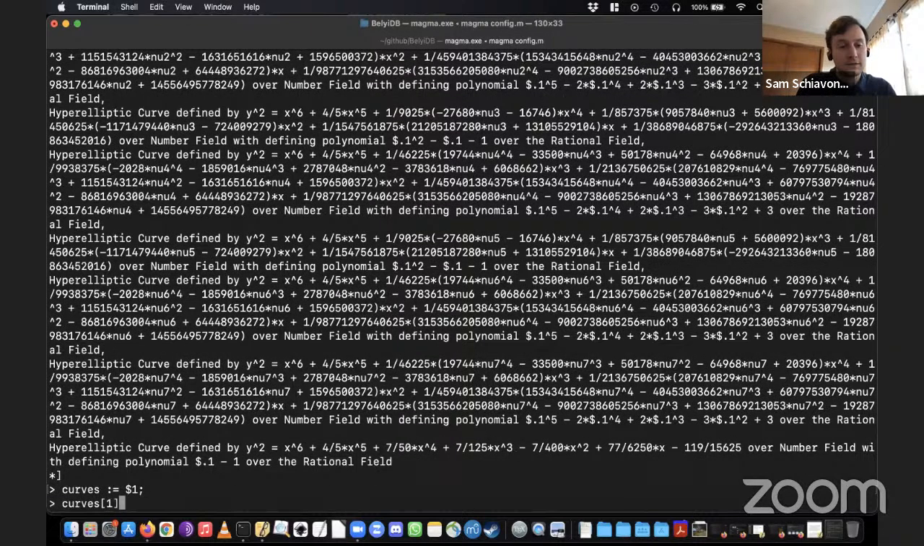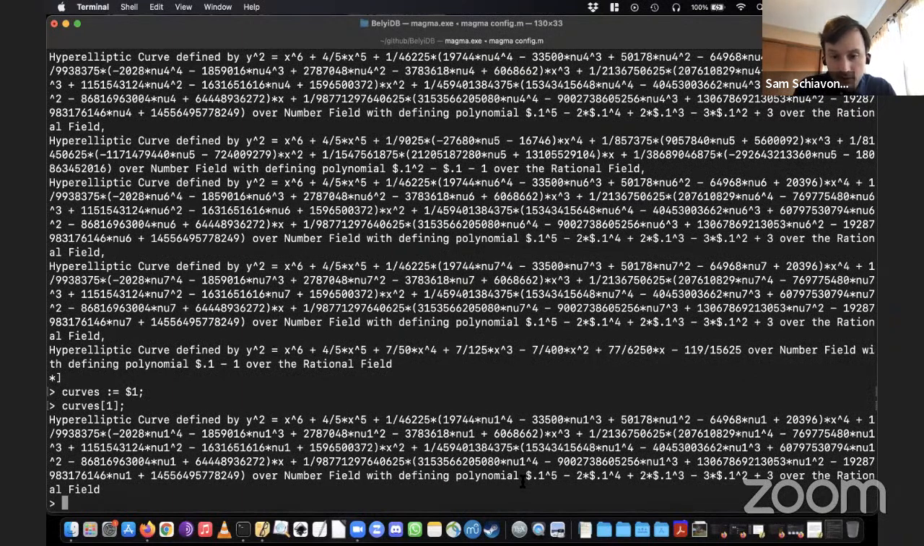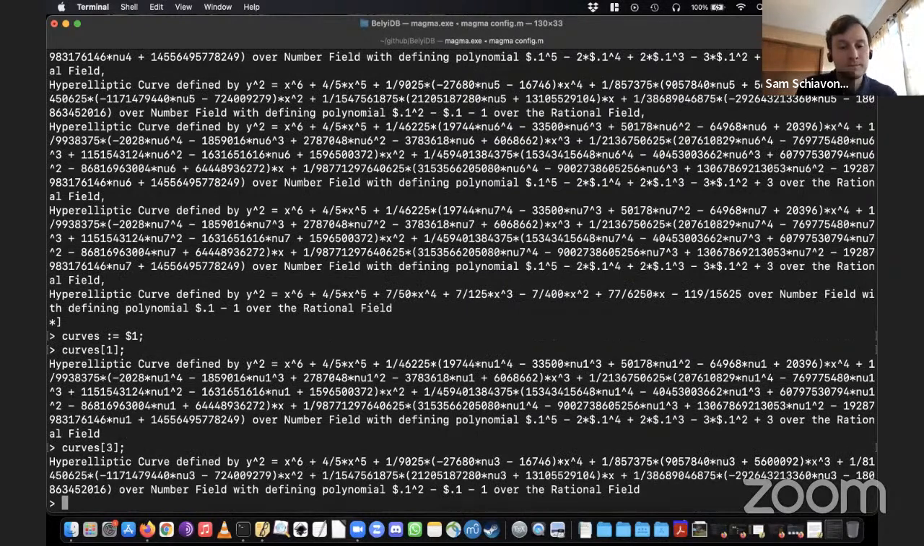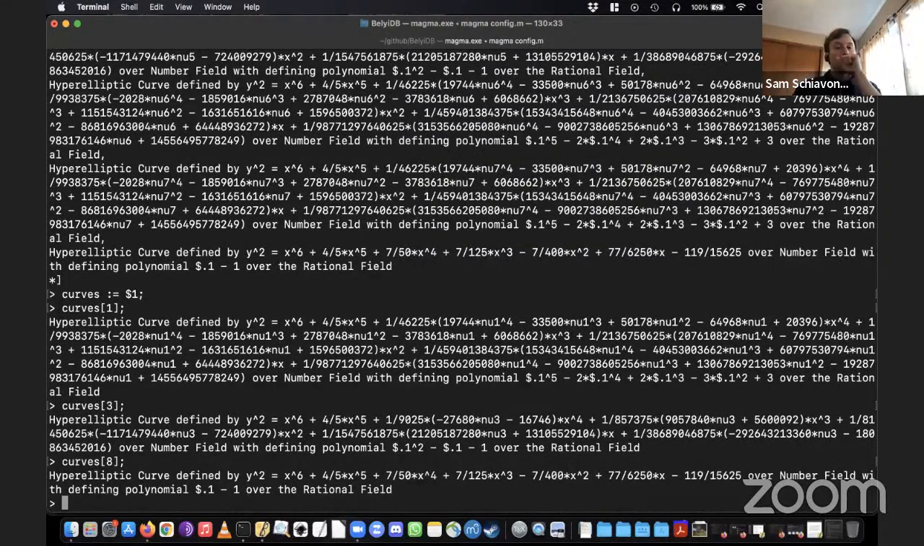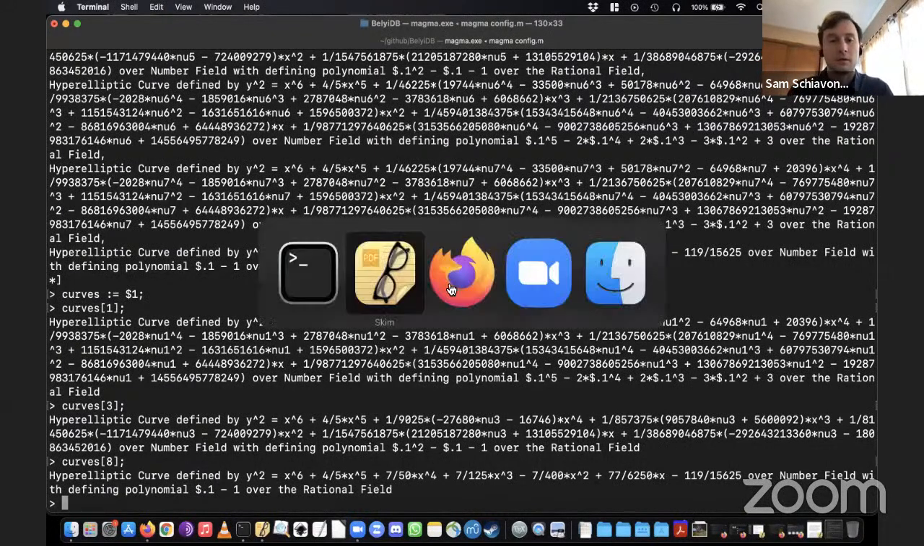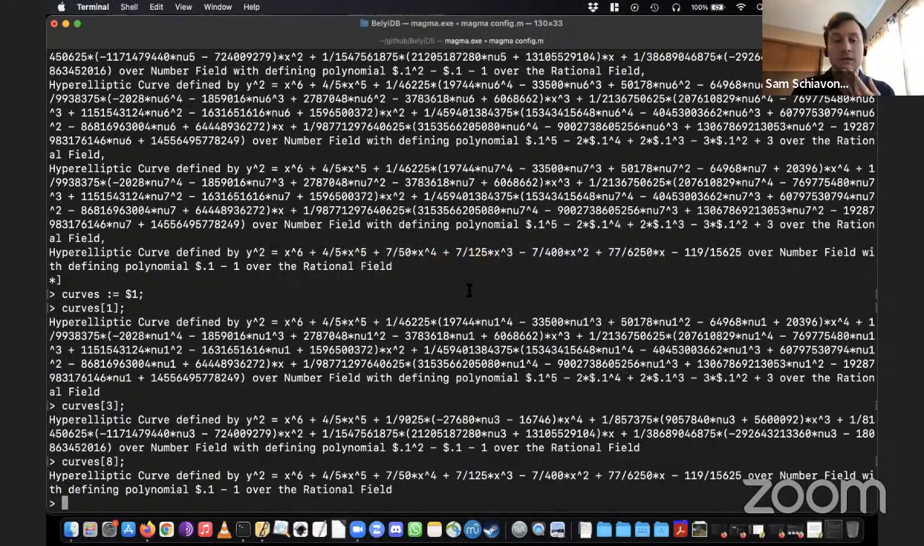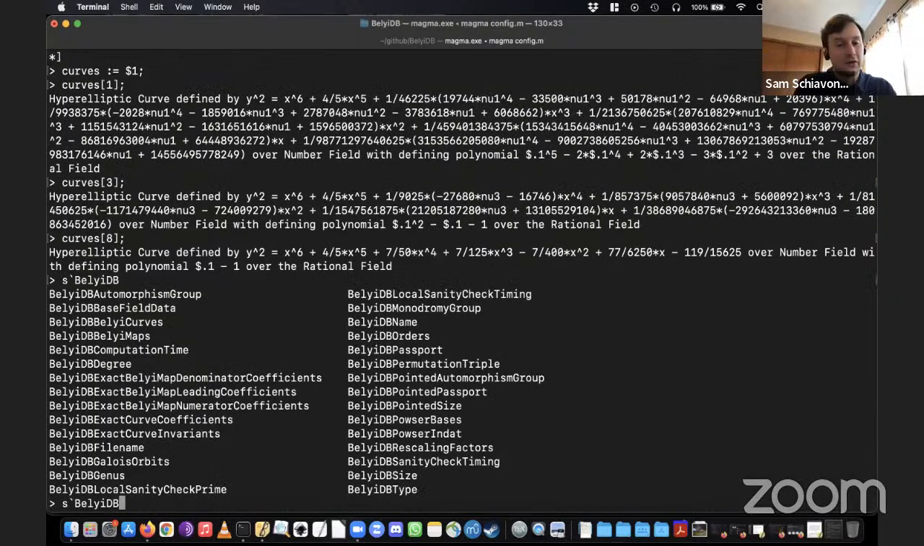Curve 1 is defined over this degree 5 number field. Curve 3 is defined over this quadratic number field, and curve 5 is defined over curve 8. So here you can really see the 3 different orbits that you get in this passport. And similarly, you can look at the maps. There's lots of different things that you can look at from this. Here are all the different attributes that this object has.